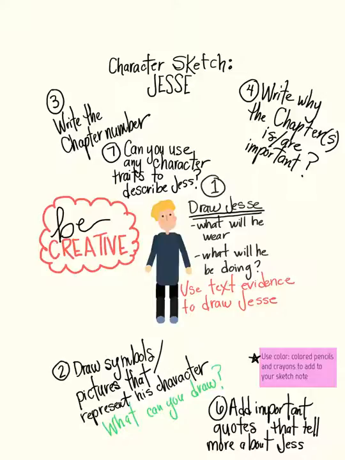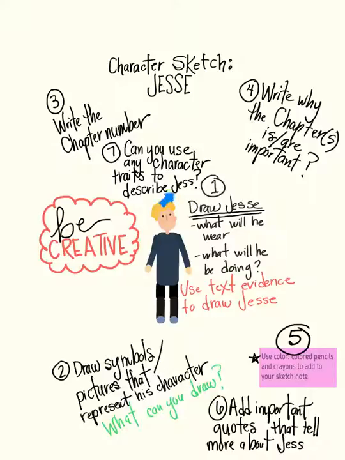Then I want you to use, I'm sorry, this should have been number 5. Use colored pencils, crayons to add to your sketch note. Also, you're going to want to add important quotes that tell more about Jess. Something that kind of really strikes you as being interesting that you want to add. Make sure this is kind of like a piece of art, so use your color to do that.